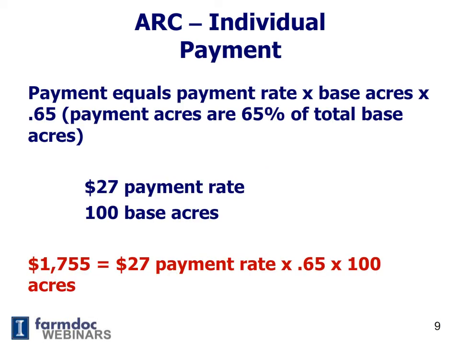The $27 payment rate would be multiplied by 0.65 since we get paid on 65% of the base acres, and there's 100 base acres on this farm. So this 100-acre farm would receive a $1,755 payment.